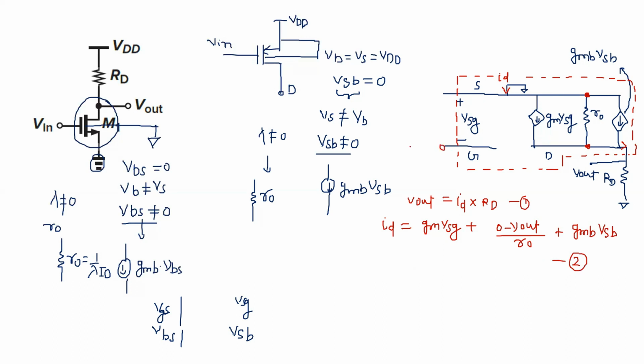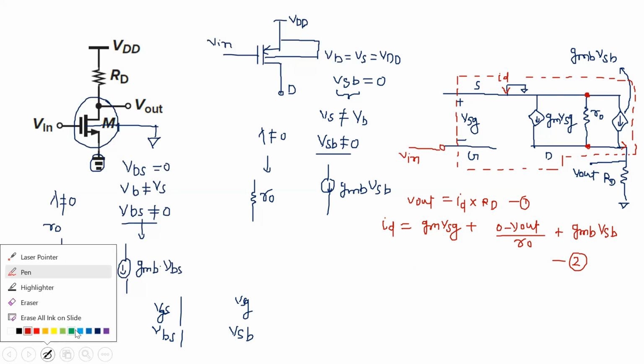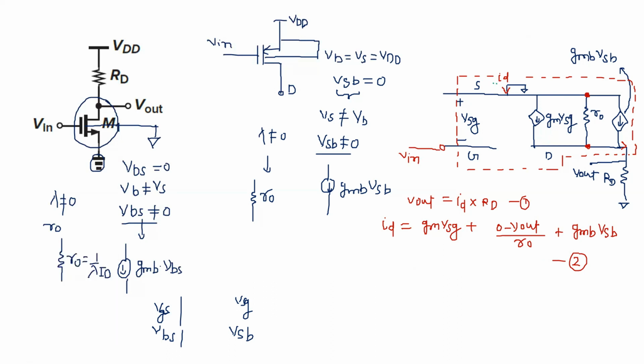And the last equation will come from this input. Gate is applied at the input, so the third equation will come from here. The third equation is nothing but a KVL from this point to this point. It is going to give you VSG equal to minus V in.